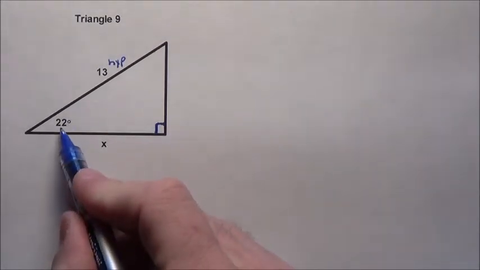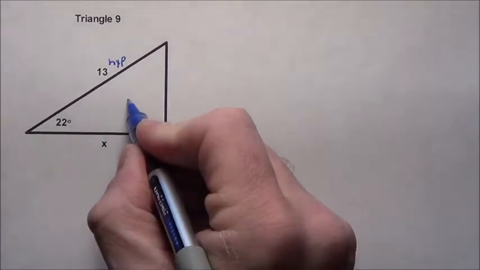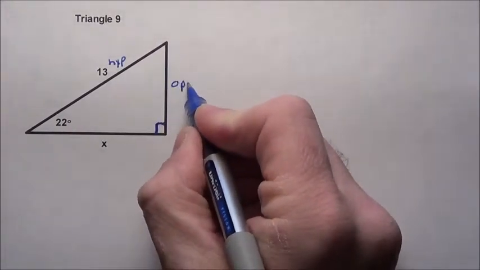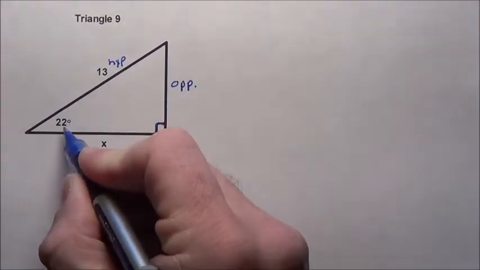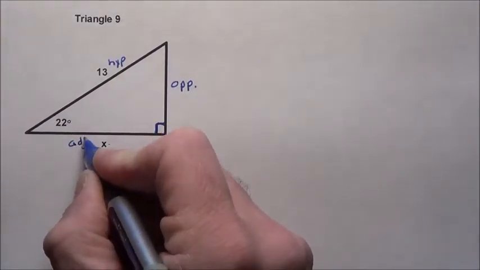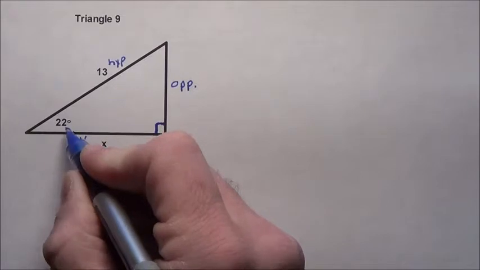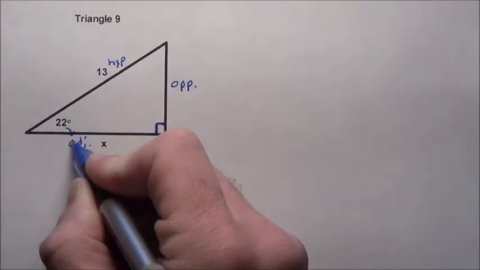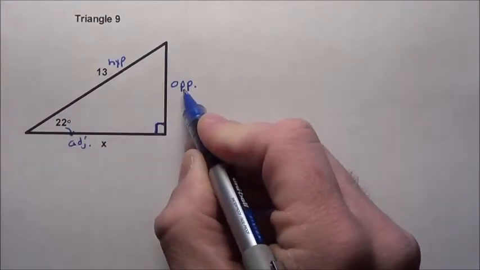In this case, the angle's given here at 22. So across from it is going to be our opposite side. And right here, helping form the angle with the hypotenuse, is my adjacent, the side that the 22 is closest to. So this is adjacent, and across from it is the opposite.